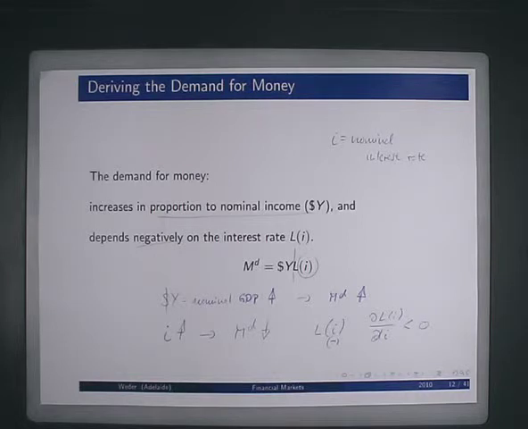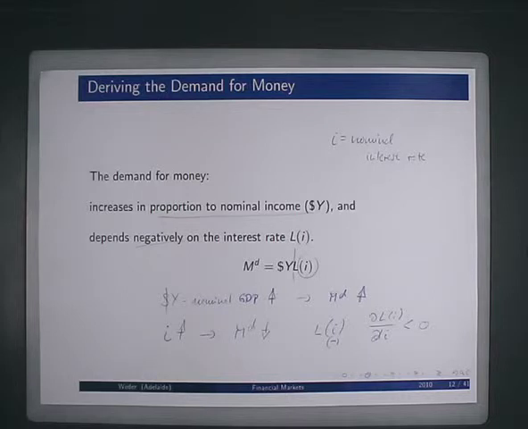And the function is a general function. It can be sloped this way, or it's sloped negative. We just keep it very general. So we just assume it's a negative function of the interest rate.